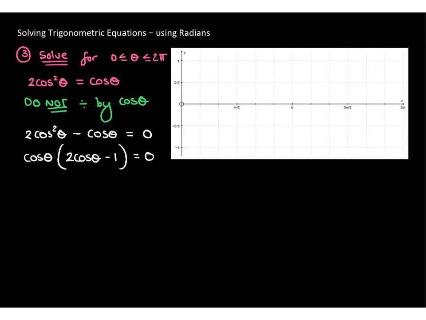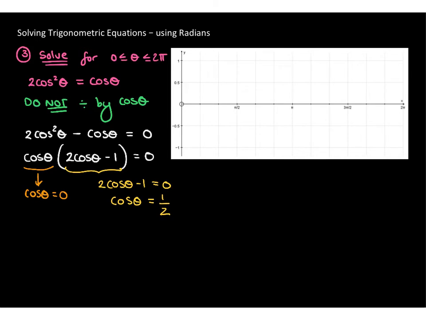So we now have a product of two expressions which multiply together to give us 0. So we have two options. From here we can say that cos theta equals 0, or from the second part of this we can say that 2 cos theta minus 1 equals 0 and cos theta is equal to a half.